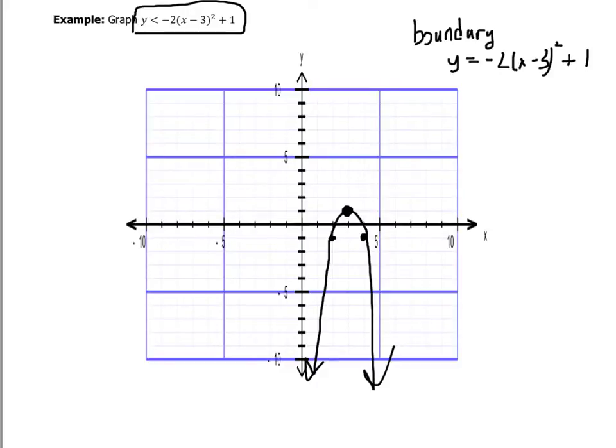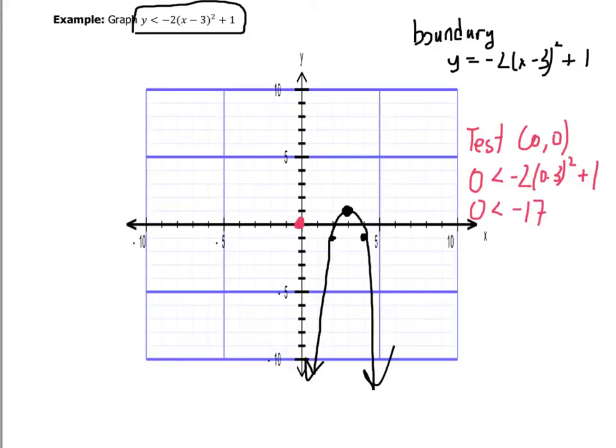Okay, where is y less than this? Well, you could test a point. Say test (0, 0). And if you test (0, 0), you get 0 less than -2 times (0 minus 3) squared plus 1. That's 0 less than, a lot, -18 plus 1, -17. Well, that fails the test. So that point (0, 0) is not in the region. That means the region is the part down here.